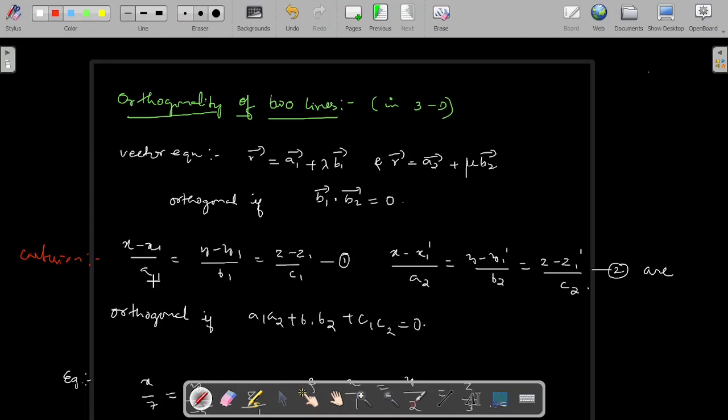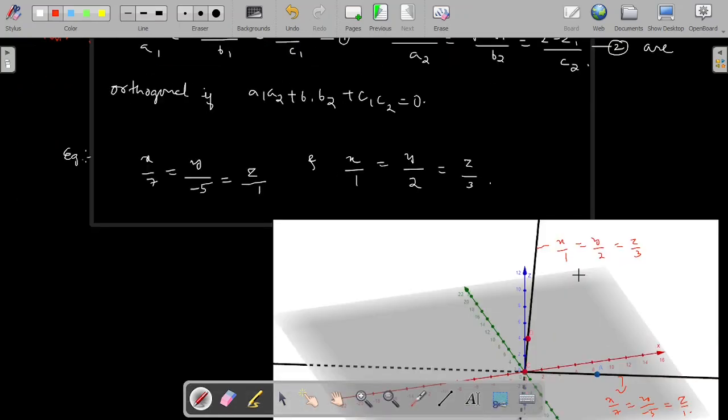Because B1 is A1 i cap, B1 j cap plus C1 k cap, like that. So the condition for orthogonality in 3D for the two lines is A1 A2 plus B1 B2 plus C1 C2 equal to 0, where A1 B1 C1 are direction ratios of the first line, A2 B2 C2 are direction ratios of the second line. Let us take one example.